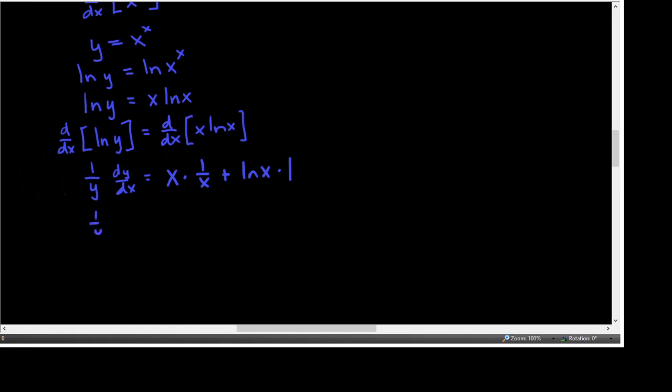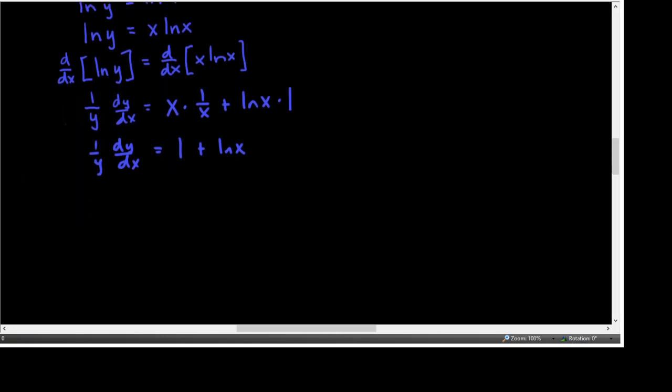So I'm going to take one step here to simplify the right-hand side. x times 1 over x is 1, and ln of x times 1 is just plain old ln of x. Then, to solve for dy/dx so that we know what the derivative of that original function is, we multiply both sides by y. Notice the insertion of parentheses to protect the fact that that right-hand side has more than one term.